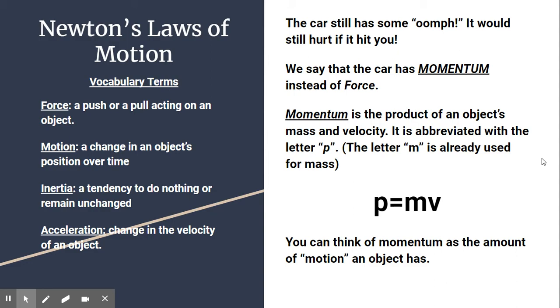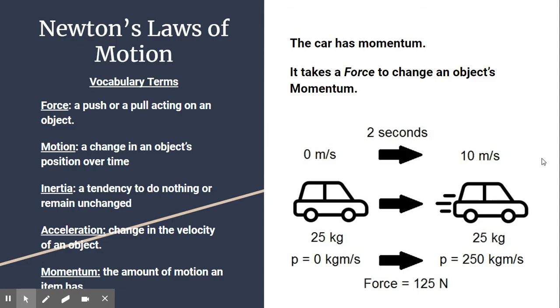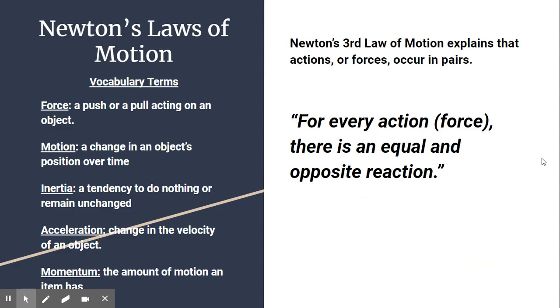You can think about momentum as the amount of motion an object has, or kind of like the amount of force it's going to take to stop the object. The car has momentum. It takes a force to change that object's momentum. This brings us to our third law of motion. For every action, there is an equal and opposite reaction. Forces occur in pairs. This may seem a little confusing. Let's take a look at a couple of examples.